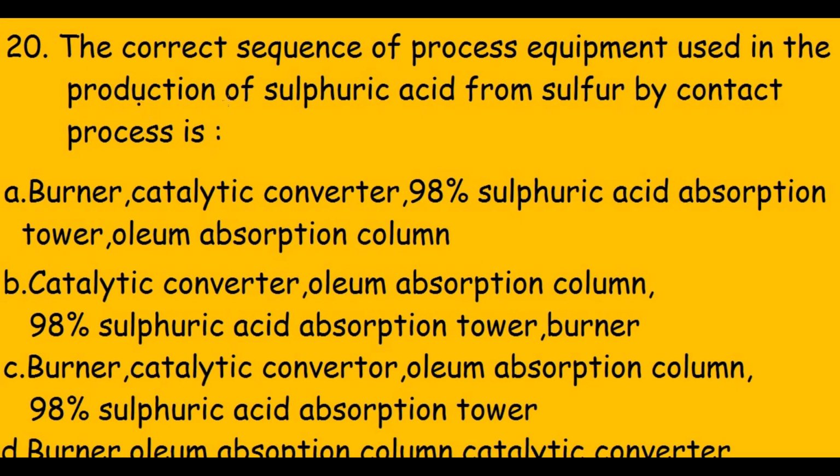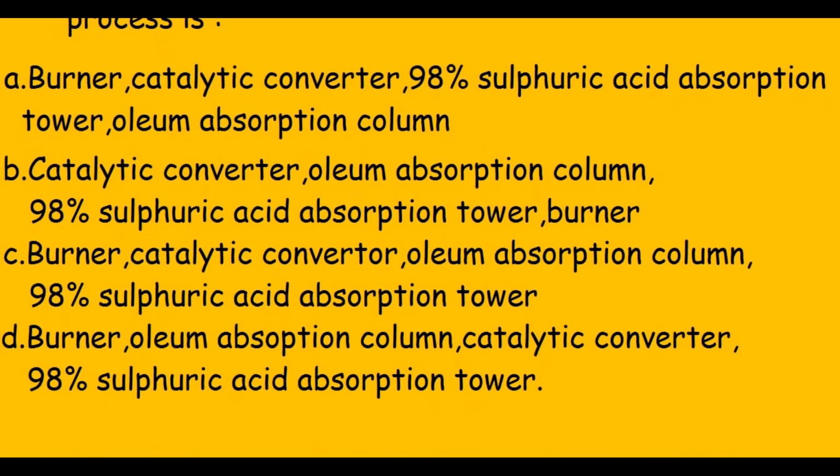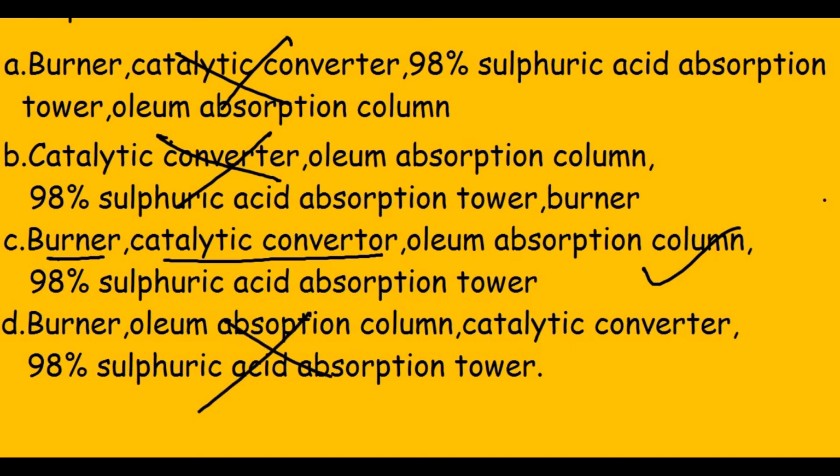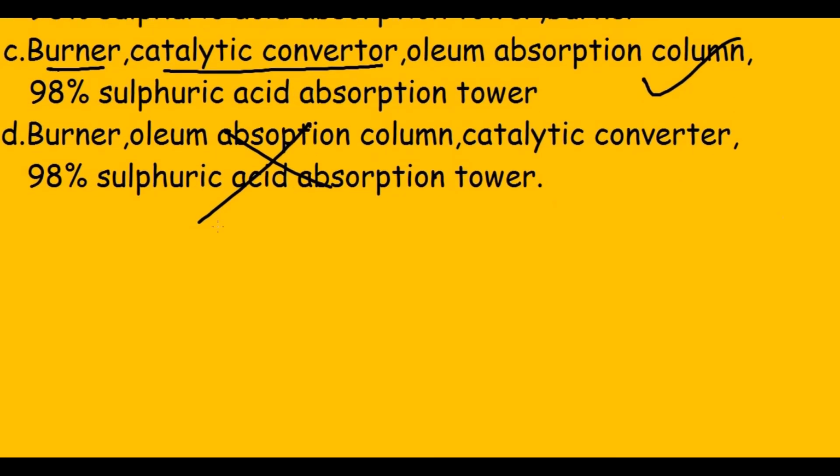This last question asks the correct sequence of process equipment used in the production of sulfuric acid from sulfur by contact process. They have given 4 options. We know that always the burner comes first, so this one is no way possible. Also the last step is the 98% sulfuric acid absorption, so this is not possible because the last step given is oleum absorption. So it is between either C or D. Now after the burner we have the catalytic converter, hence C is correct, D is wrong. So the correct sequence is, let me write this because this is an important thing.